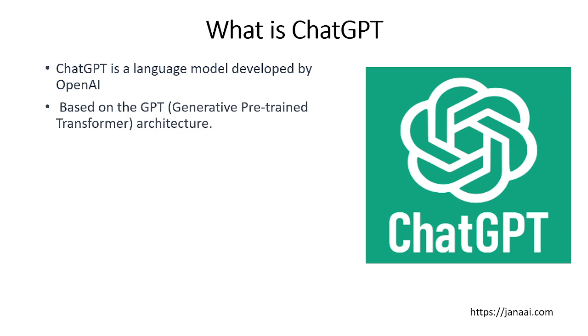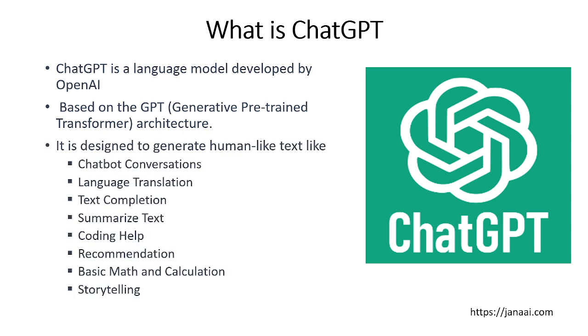This model is based on GPT, meaning G for generative, P for pre-trained, and T for transformer architecture. So what does this GPT tool do? ChatGPT can do chatbot conversation. It can do language translation. It can translate from English to Hindi, English to Bengali, Hindi to English, English to German. This type of language translation can be done by this tool. This ChatGPT model can also do text completion.